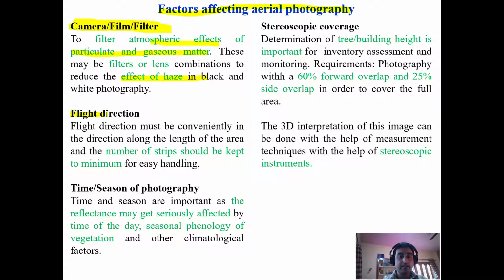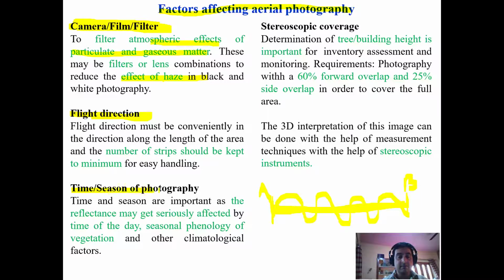Now, flight direction is the second factor that affects aerial photography, and we must decide the flight direction very conveniently, so that the number of strips is less. If we have to photograph this place from point A to point B, we must choose a path going straight to reduce the number of strips and avoid going like this, for easy handling.